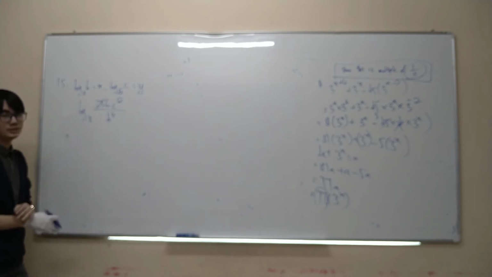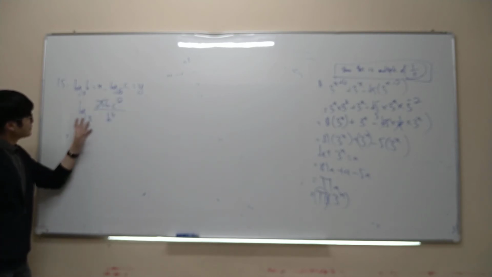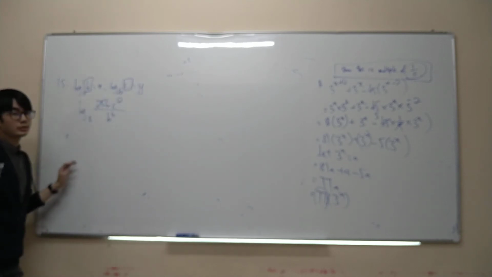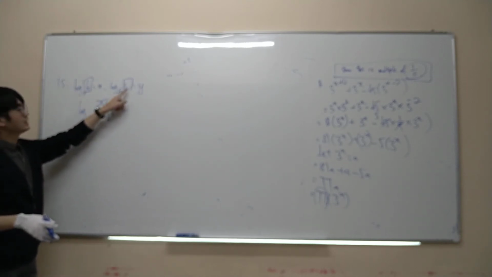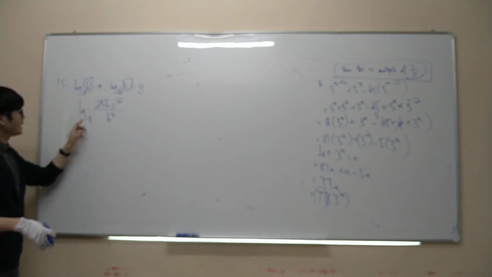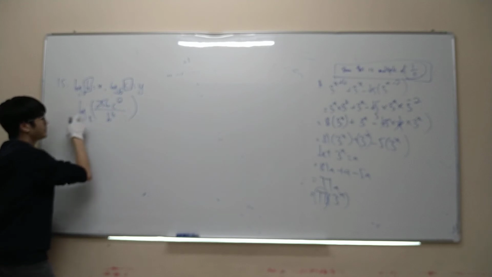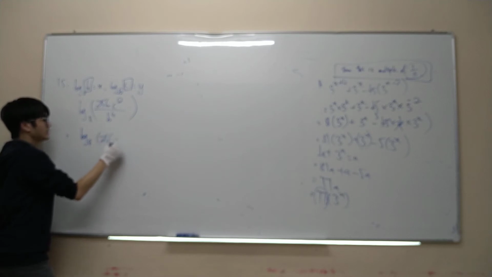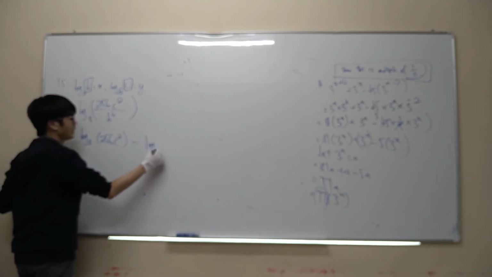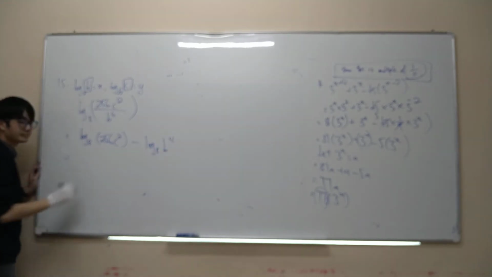Okay, kalau macam ni, what you do first is you look at the number. Instead of looking at the base, you look at the number. So this is C, this is B. Can you see that actually I can separate this because single log divide I can change to separate log minus. So it becomes log 8 of 256C square minus, divide jadi minus, log 8 of B power 4.